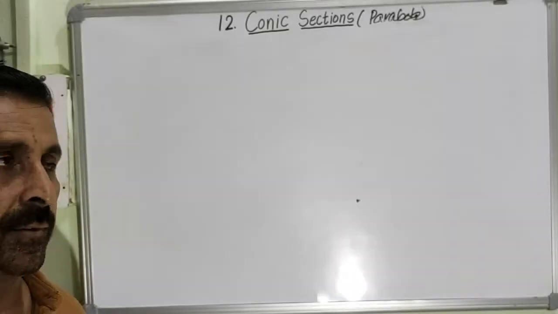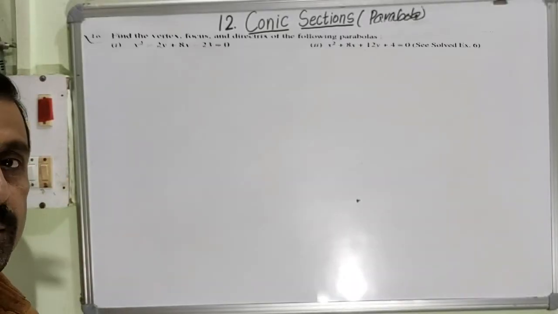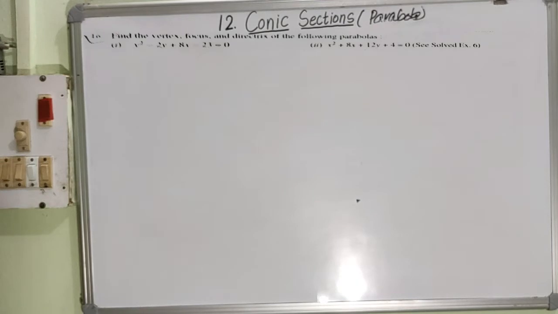Now, the next question we are moving on to is question number 16, Roman number 1. Here there are two questions, Roman number 1 and Roman number 2. In both the questions, we have to find out the same thing for two different equations. We have to find the coordinate of the vertex, the focus, and the directrix of the given parabola. Now, let us see how we do this question.